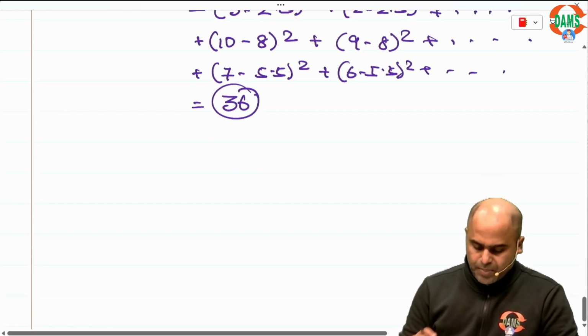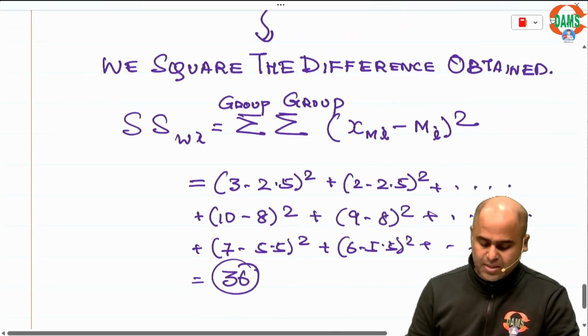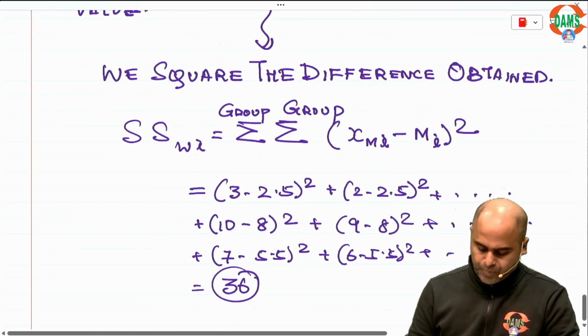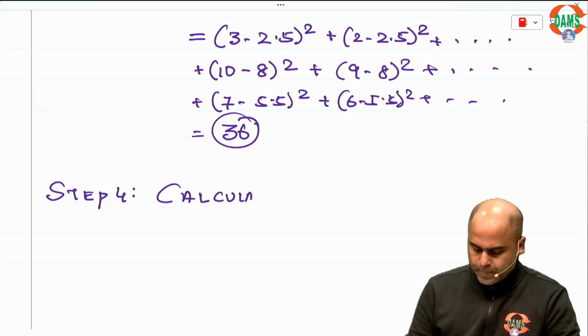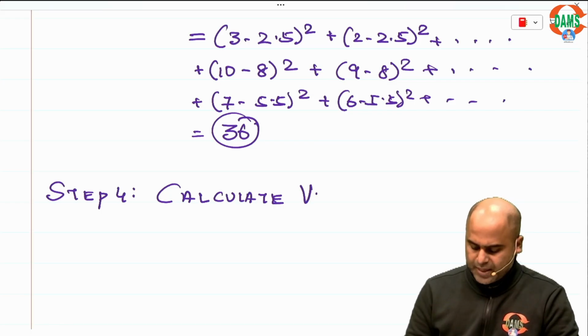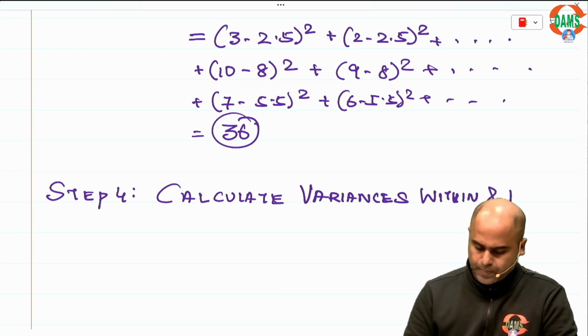Now guys, because we have calculated the total mean and the group mean, we have also calculated the sum of squares between the groups and within the groups. Now we can calculate the variances within and between the groups. So step number 4 is to calculate the variances within and between the groups.